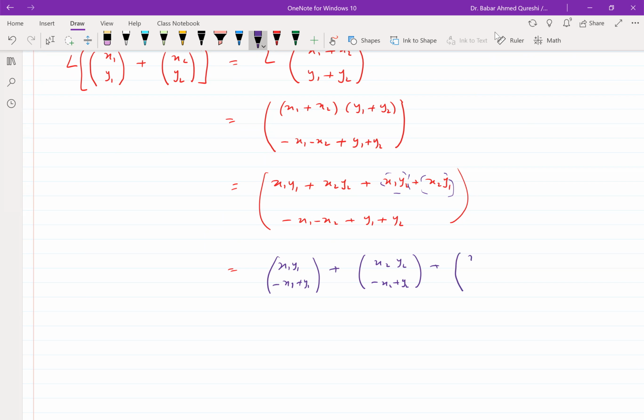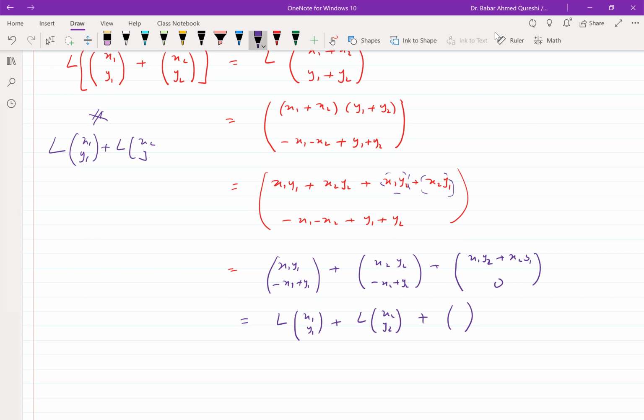I have to add some more. Maybe I can write it like this. This guy is already there, but I have this extra vector. So these two, this is not equal to, does not split, so not linear.